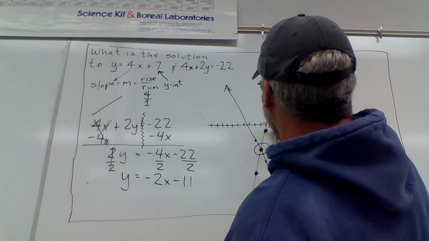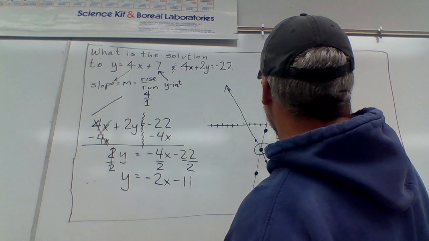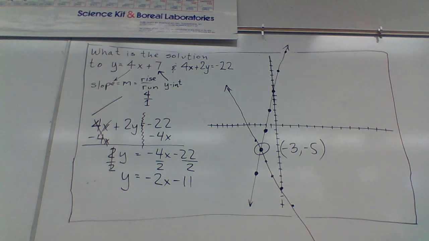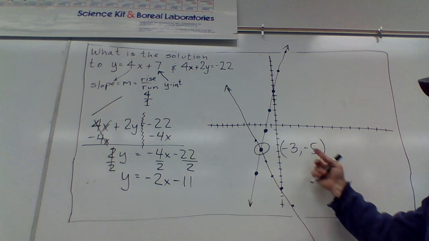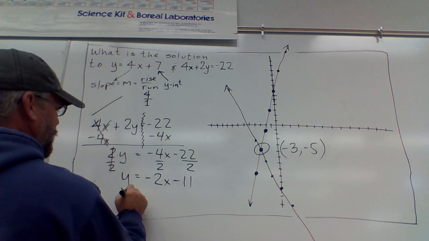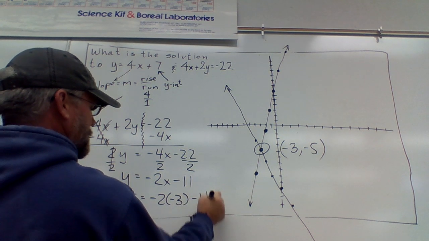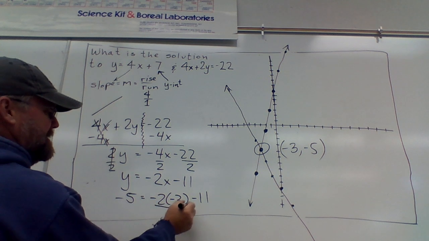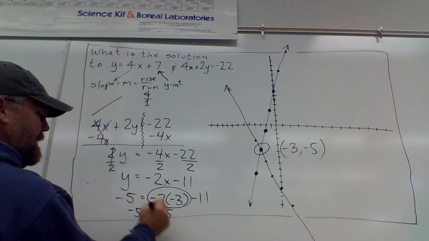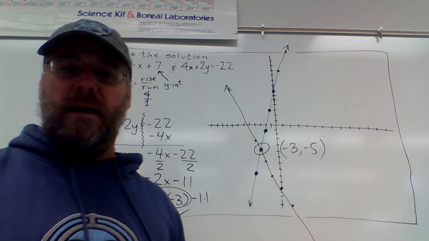If we look here, we go -3 to the left and down 1, 2, 3, 4, 5. That's -5 there. A good check is to plug these back in and see if you get a true statement. Does -5 equal -2 times -3 minus 11? Well, that is 6, and 6 minus 11 is -5. Once you check that, you know that is indeed your answer.